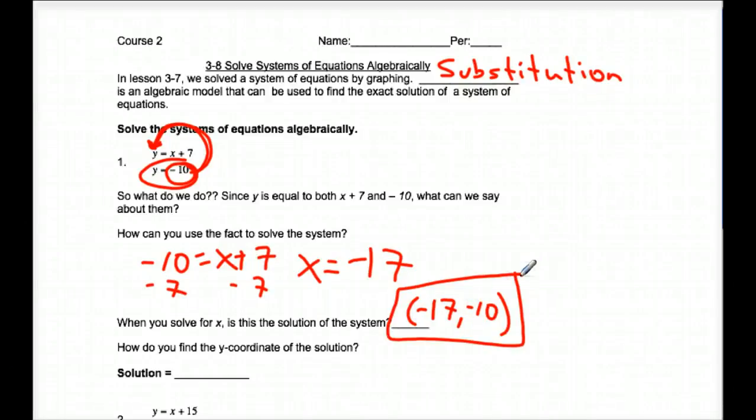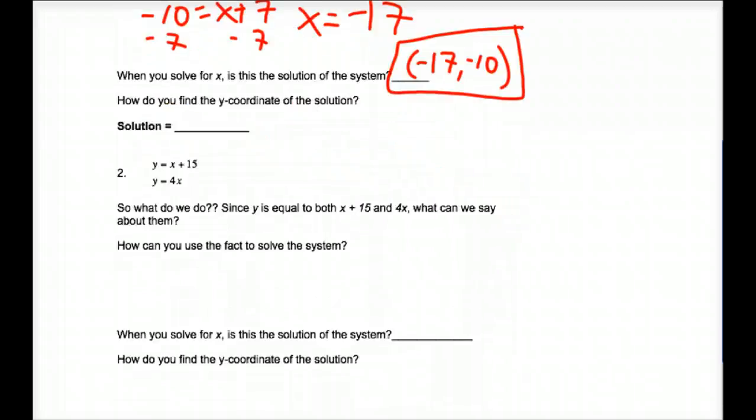It'd be a big graph. If we graphed that, they would intersect at the point negative 17, negative 10. We would need a big piece of graph paper to do that. How many people think it's a little bit easier? Yeah, work-wise. Okay? Again, everybody close your eyes right now and say the word substitution in your head. Substitution. You're substituting something you know in. So it's always got to be into the other equation. All right. That's the solution.